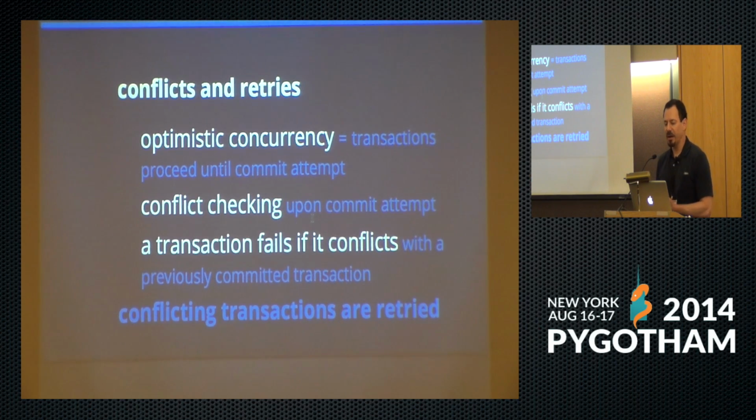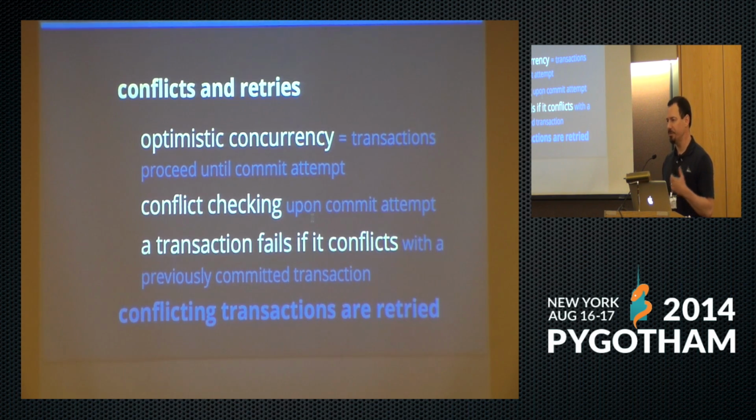So, I should talk a little bit about conflicts and retries. Some of how the magic works is we use optimistic concurrency, which means all transactions proceed until you attempt to commit. Until commit time, everything is just going to proceed as if there's no possibility of conflict. You're just going to go ahead and do it, and it's fine because you're only acting on that local snapshot.